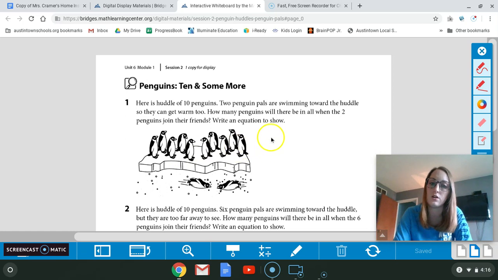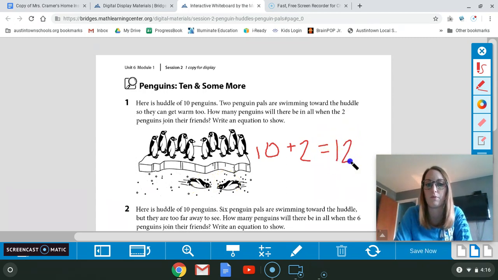So how many, boys and girls? Very good. There were 10 on the top. And how many join? And we can see them down below, right? 10 plus 2 equals 10, 11, 12. That equals 12. Very good. I'm a little slow on my writing.